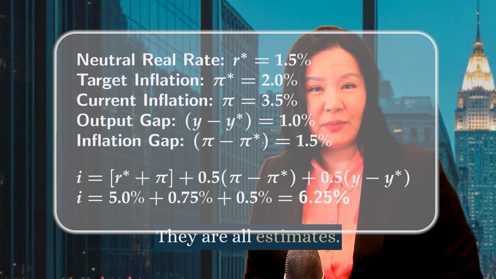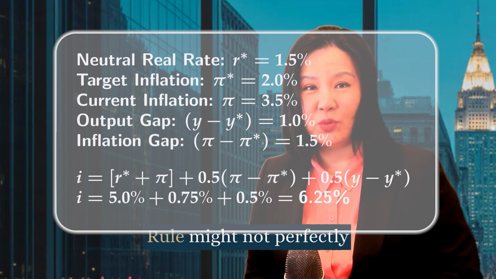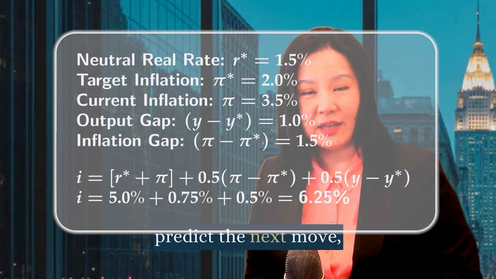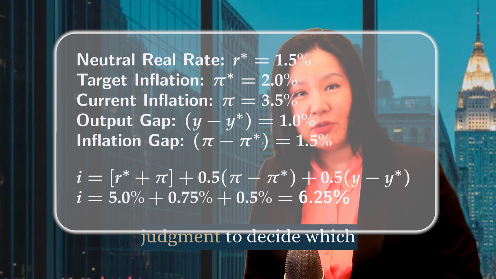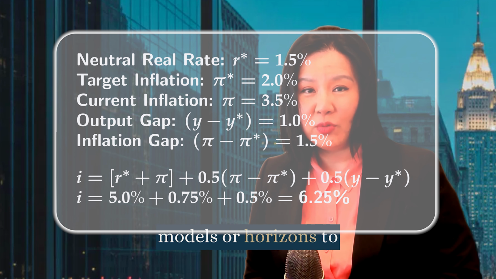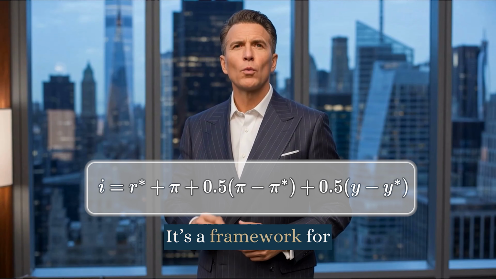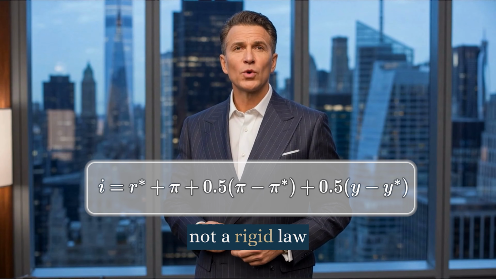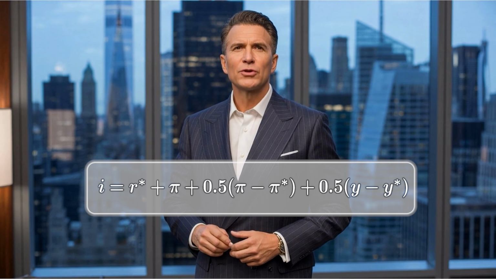They are all estimates. On the exam, if they ask you to justify why the Taylor rule might not perfectly predict the next move, you must mention that policymakers have to use judgment to decide which models or horizons to use for these expectations. Got it. It's a framework for the thrust of policy, not a rigid law of physics. If the numbers change, the direction of the interest rate follows the gaps.